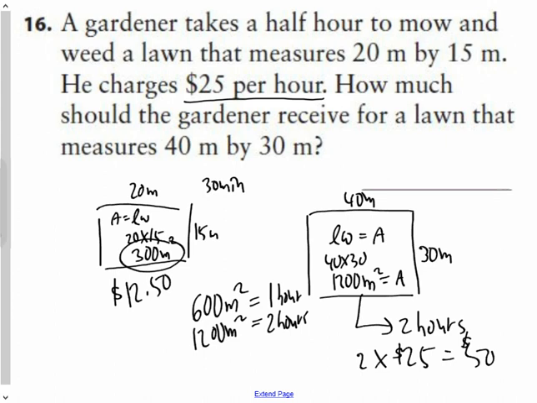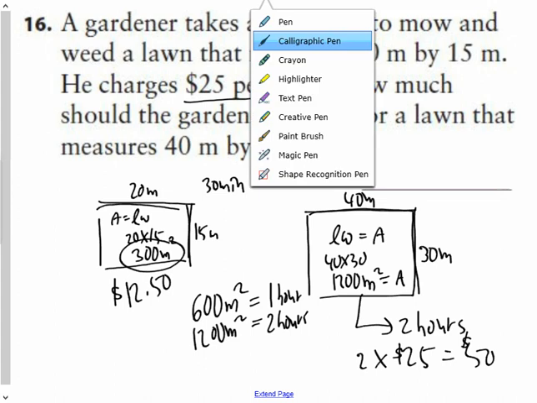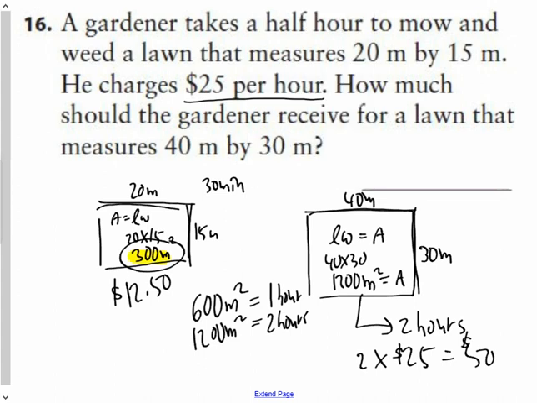One of the misconceptions is that because the length is twice as long and the width is twice as long, it will take twice as long to mow the lawn. But the truth is it's not. It's the area we have to look at. Since the area of this one is 300 square meters, and the area of this one is 1,200 square meters, this lawn is 4 times bigger than the other lawn in terms of area. So therefore, it takes 4 times as long.